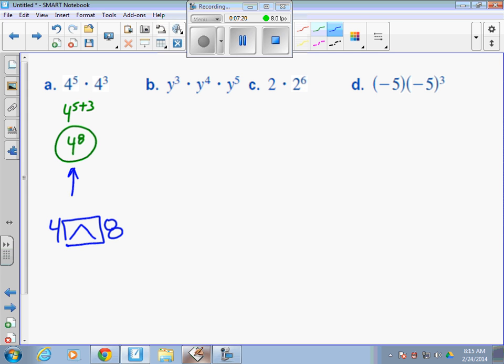However, for B, it says y to the 3rd times y to the 4th times y to the 5th. All of your bases are the same, y times y times y. So you have y to the 3 plus 4 plus 5. 3 plus 4 is 7, plus 5, y is to the 12th power.